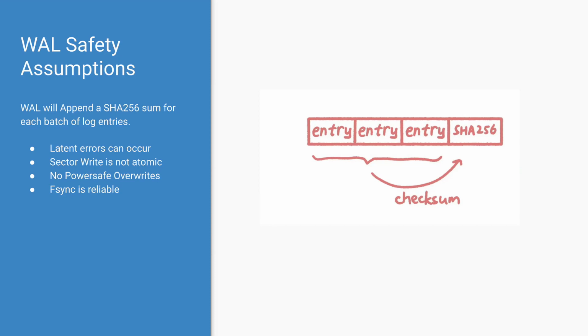And to ensure data consistency in these circumstances, we include a checksum for each piece of data written to the write-ahead log. Additionally, we rely on the assumption that fsync is always reliable, because given that it is already a best effort, there's nothing we can do if the system behaves incorrectly.